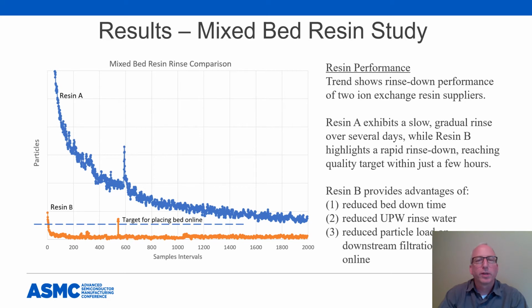In this example, resin B, the quicker rinse down shown in orange, is superior in several ways. For one, it has the benefit of a reduced rinse time for the mixed bed, getting the system back to normal production state in a timely fashion. Secondly, less rinse time means reduced UPW rinse consumption, which is a costly resource. And finally, quicker rinse down equates to a smaller particle load on downstream filtration when the mixed bed is placed online.